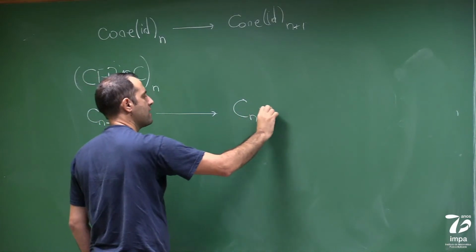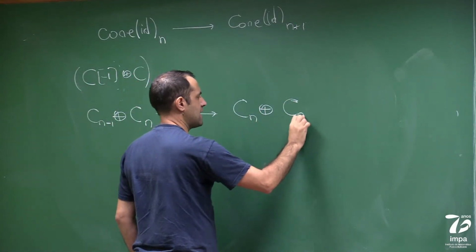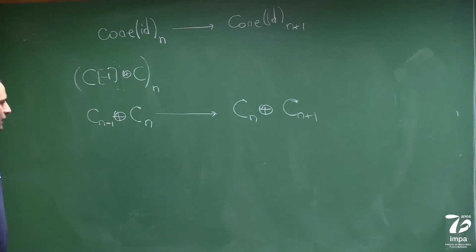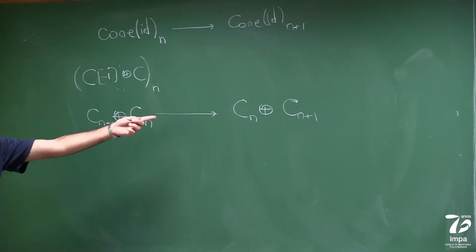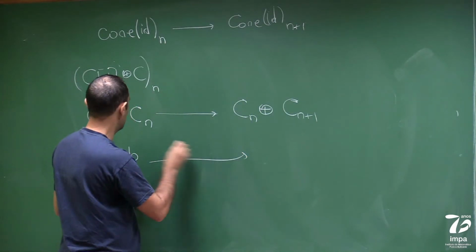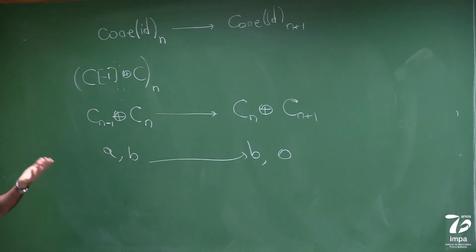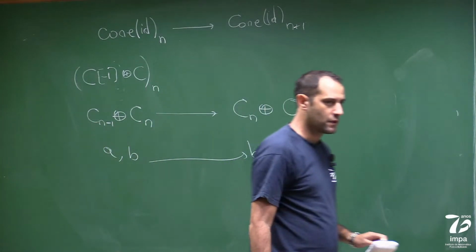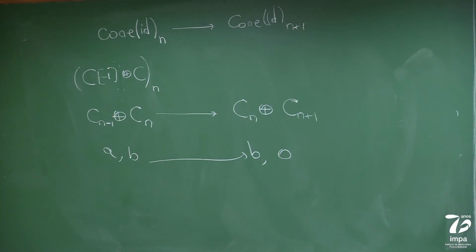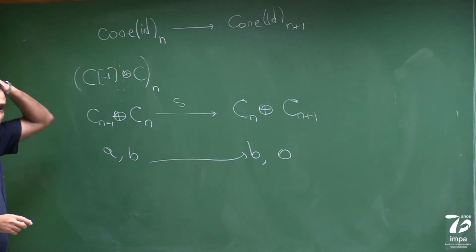Sorry, this is C_n. Here's C_{n+1}. And there's only one map that I can think of. There's only one map that I can choose from this space to that space. And that map would send (A, B) to, well, just B here, 0 here. And probably I need to put a minus on that B. I don't care. There's no other map that I can think of between these spaces. I claim that this is a splitting. So let's compute what is SD and what is DS.